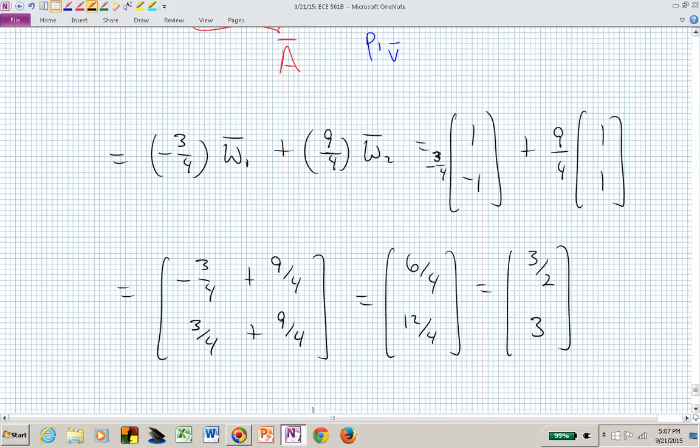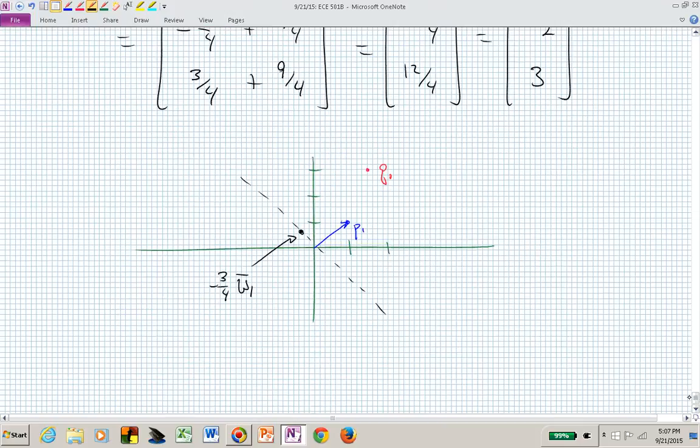And then I take 9/4 or 2 1/4 in the 1, 1 direction. And the 1, 1 direction, if I could sketch, that would go right through Q1, and I need to go up there 2 1/4. And that's where I get to, is right here. This is now 9/4 W2 bar.